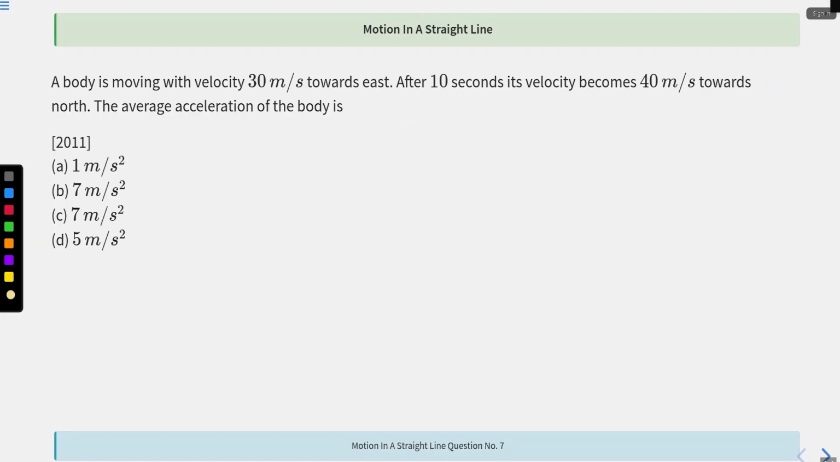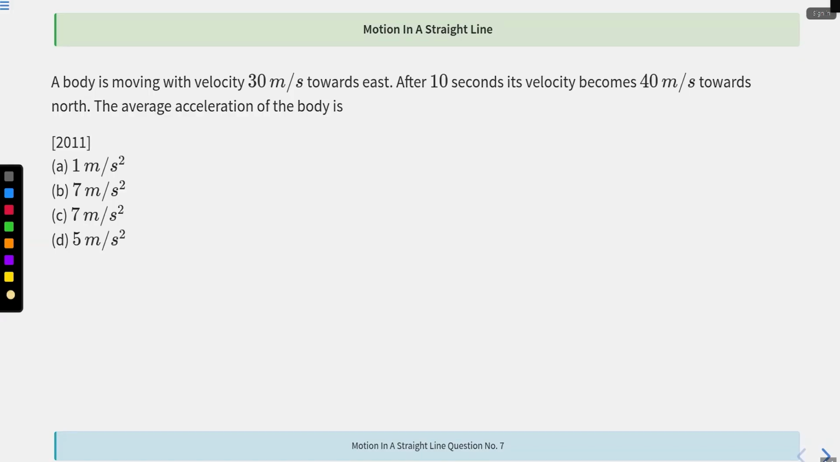Okay, let's move to the next question. This had come in previous year. A body is moving with velocity 30 meter per second towards east. It has a velocity, it's moving towards east. After 10 seconds, its velocity becomes 30 meter per second towards north. Then what's the average acceleration?